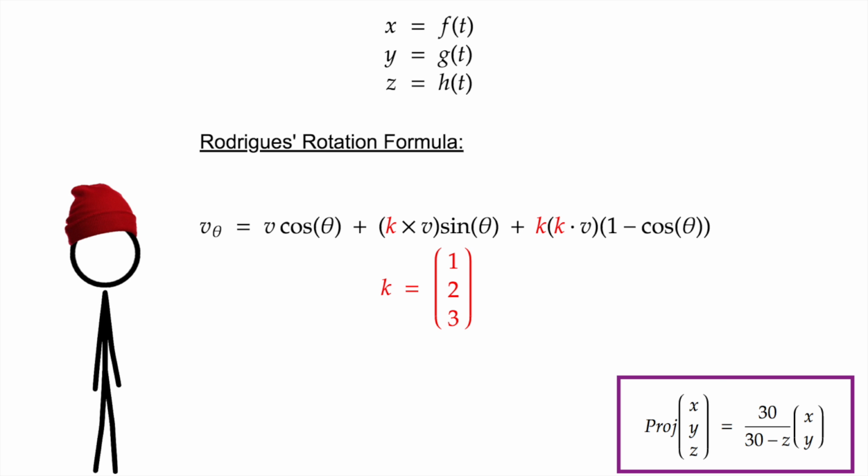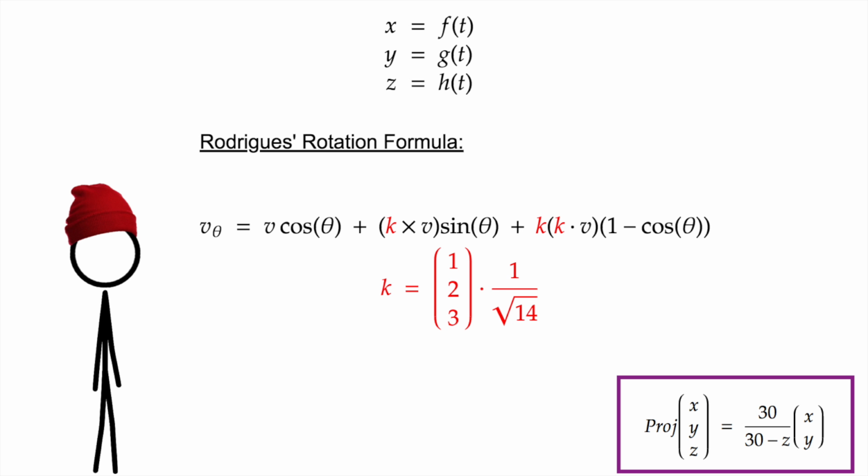There is one teeny tiny technicality. We can't just choose any vector for k. It has to be a unit vector. Alright, k has to have a length of 1. But okay, that's no problem. We can just choose any vector and then normalize it. Fine, no worries.